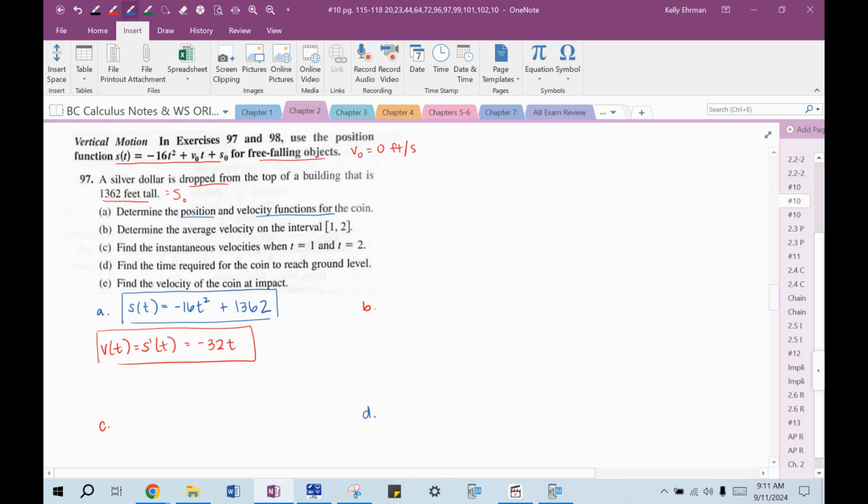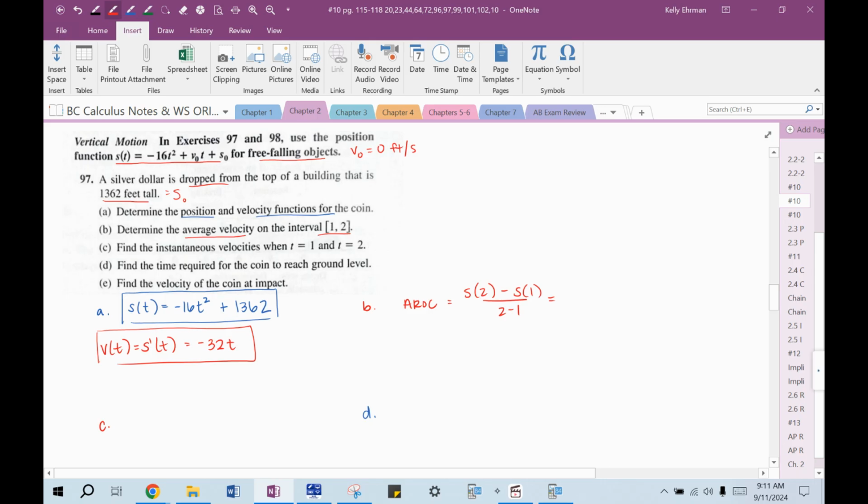Part B says determine the average velocity on the interval 1 to 2. So again, if you always have a formula in your mind, every time you see average velocity, it's like, okay, I need change in position over change in time. You can even say AROC if you want to. Our BC Calc test probably doesn't recognize that, but this is just for you anyway. So what is the average rate of change? It's S of 2 minus S of 1 over 2 minus 1.